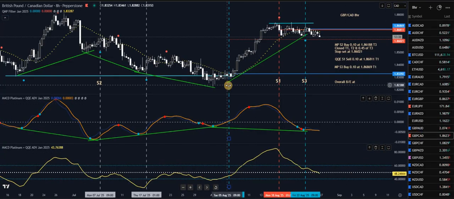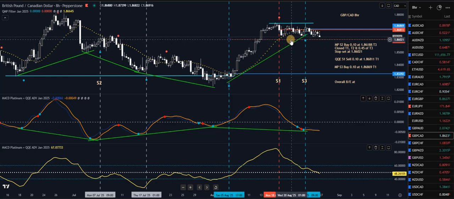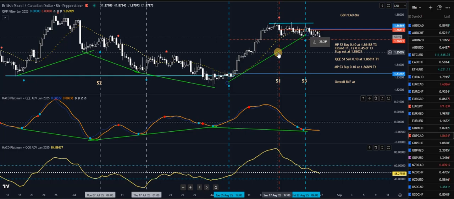Pound CAD, very similar in these buy trades from way back here. Already closed them. That's the MP S2. So we closed these 2. Got a partial close on this one. Stop up here. Can't lose on that. So that's good. Took this sell here.